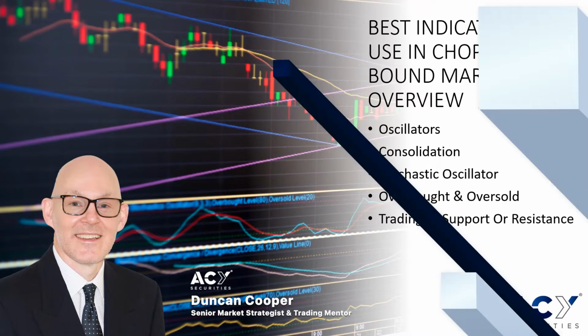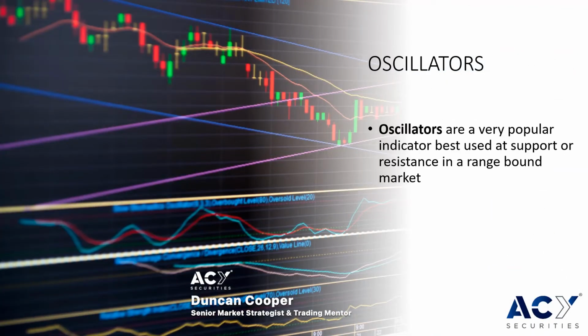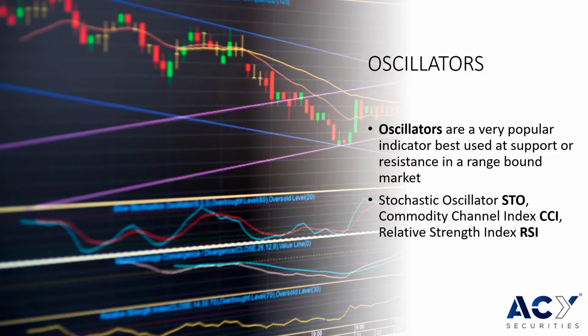Okay, let's get into the first topic. Today I'm going to be discussing the use of oscillators, and oscillators are a very popular indicator best used at support or resistance in a range-bound market. Examples of oscillators are the stochastic oscillator, commodity channel index, and the relative strength index. I've mentioned this before, but it's worth understanding that all indicators always lag price action. They only tell you what has happened based on historical price action, not what will happen, so always bear that in mind.